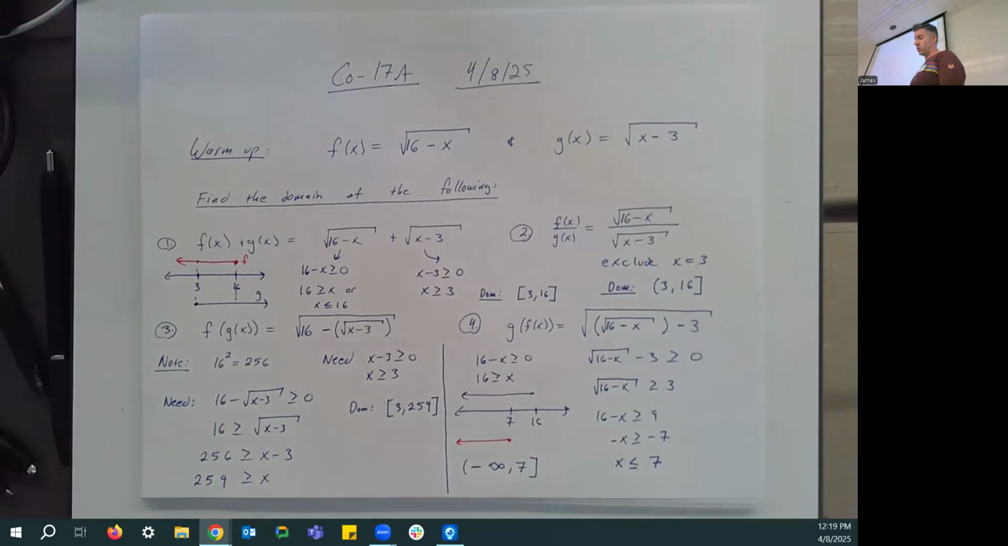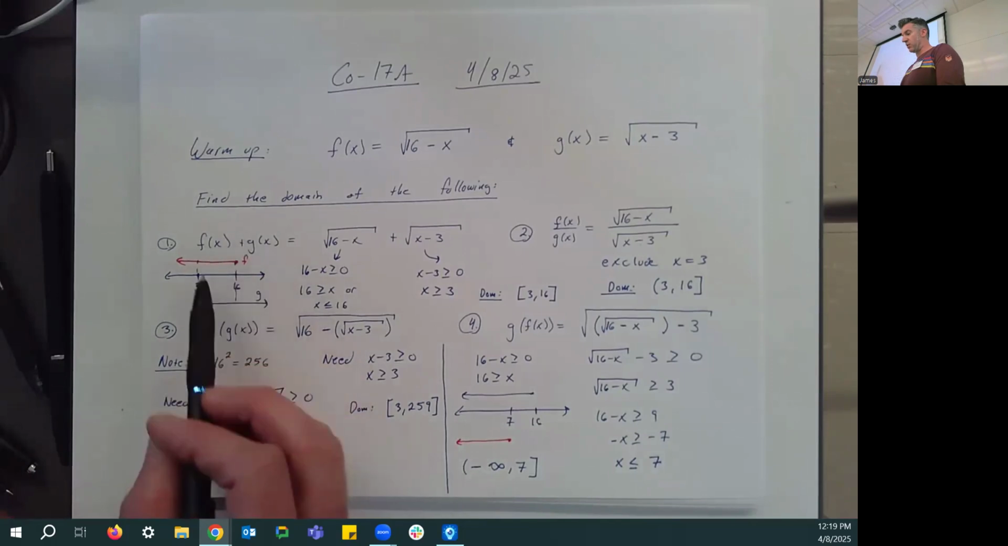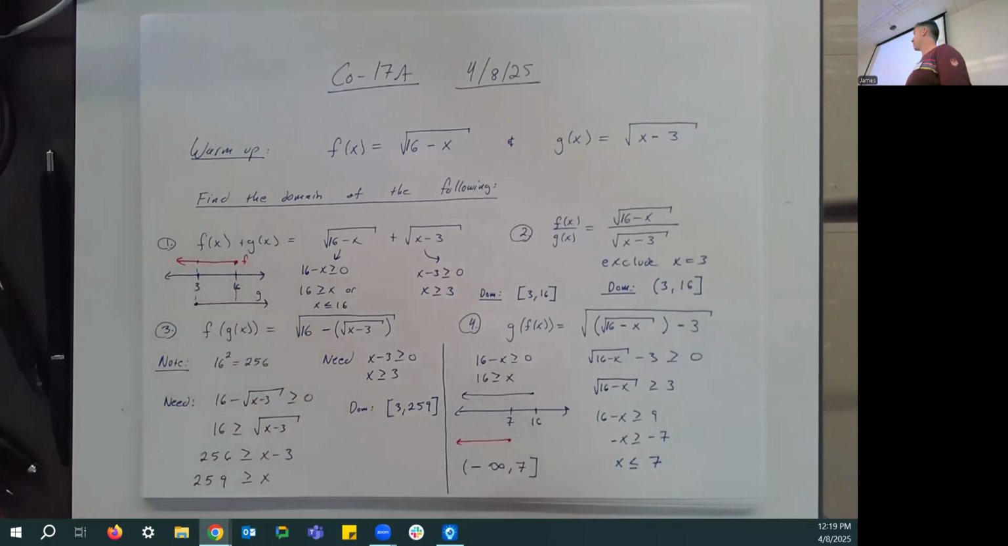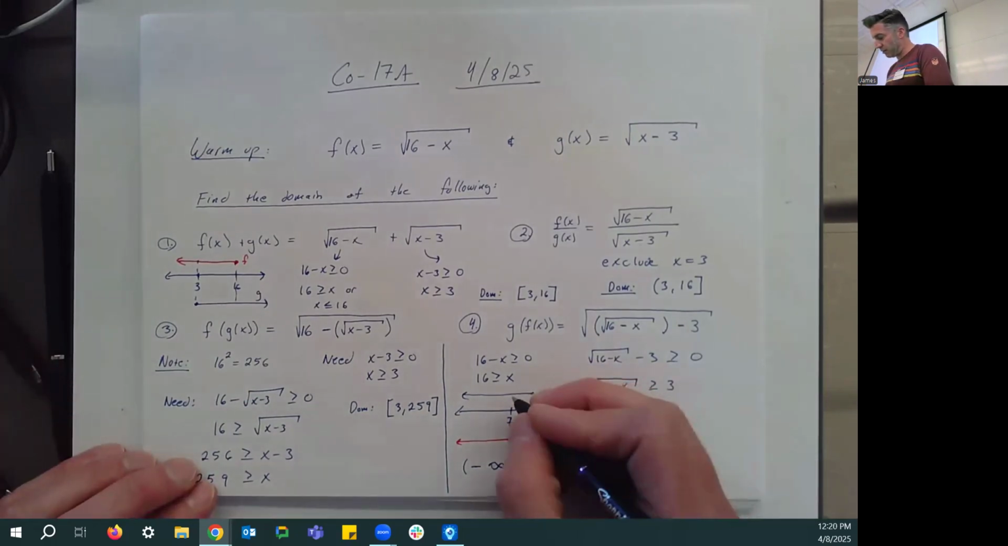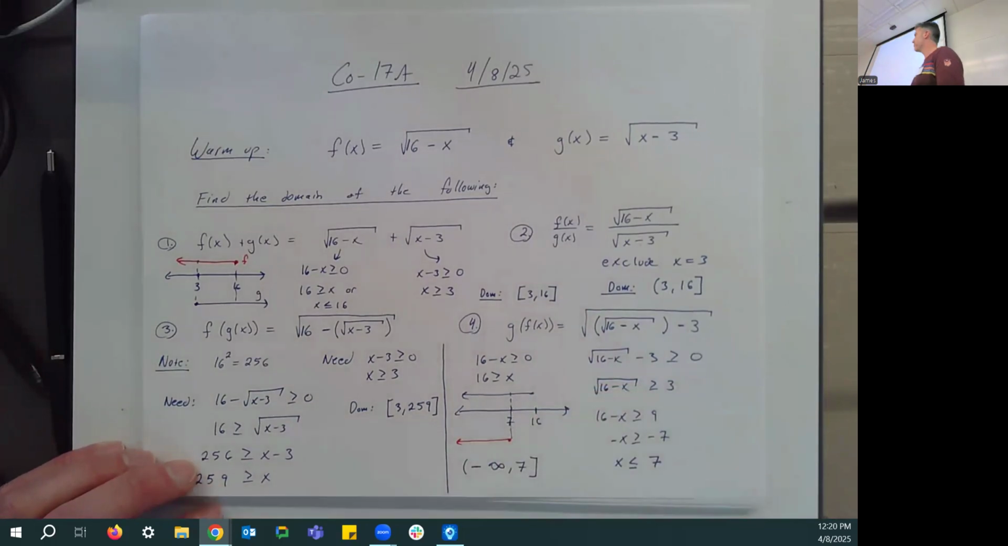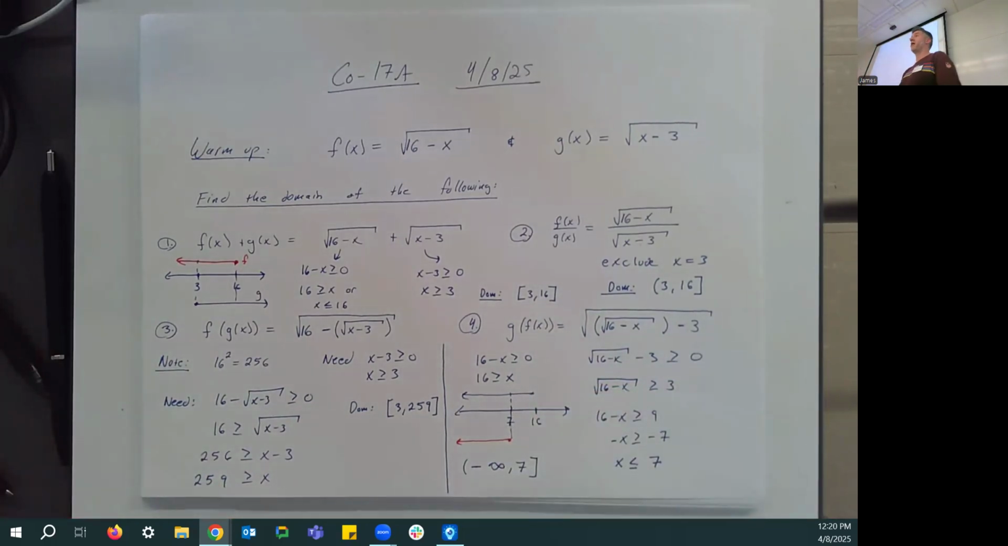So what I would say is, just like over here when we were doing f of x plus g of x, over here we have to have the overlap of the two domains. And so the overlap doesn't get all the way to 16. It's going to end at 7. That's a fair question.